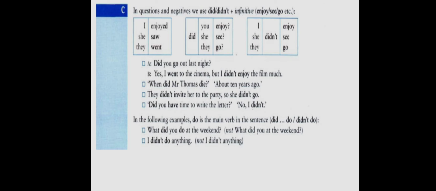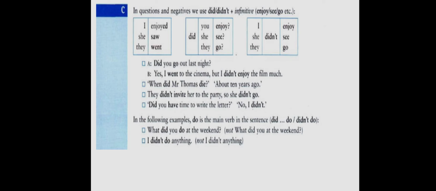So she didn't go. She went. The positive sentence is she went, and to make it negative, we use didn't, so it becomes she didn't, and went changes into go, into its base form. It becomes she didn't go.